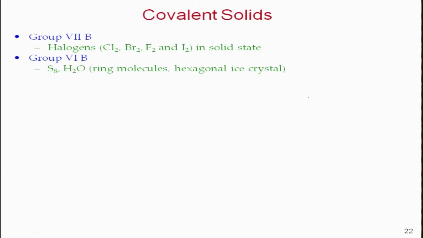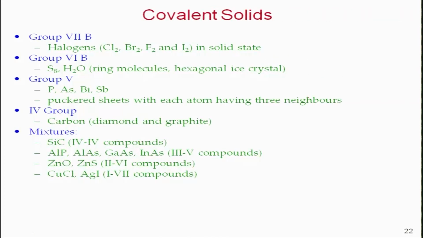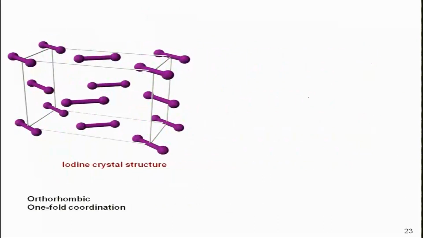And then there are some other covalent solids, these are the ones which I discussed in the beginning. For example, iodine makes a structure like this. Iodine is an orthorhombic structured material, it has linear one-fold coordination. These are iodine atoms, this is one I, this is second I. So, it has only one neighbor. Dumbbell shaped molecules arranged in an orthorhombic lattice.